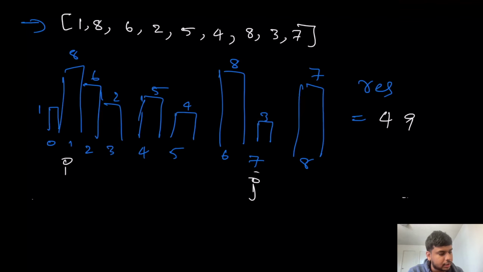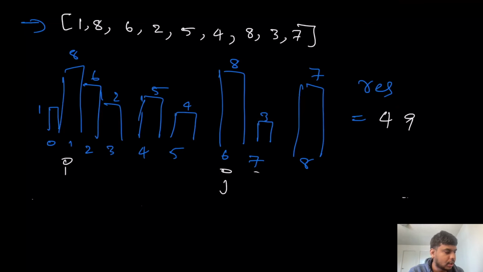So we got 3 here. So 8 and 3, minimum is 3, into difference between indices is 7 minus 1, 6. 18. 18 is less than 49. We won't update this. What is the minimum height? 3. So move this.